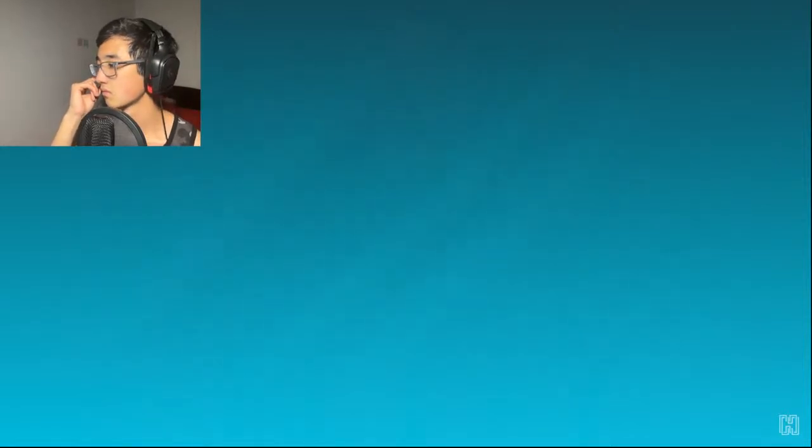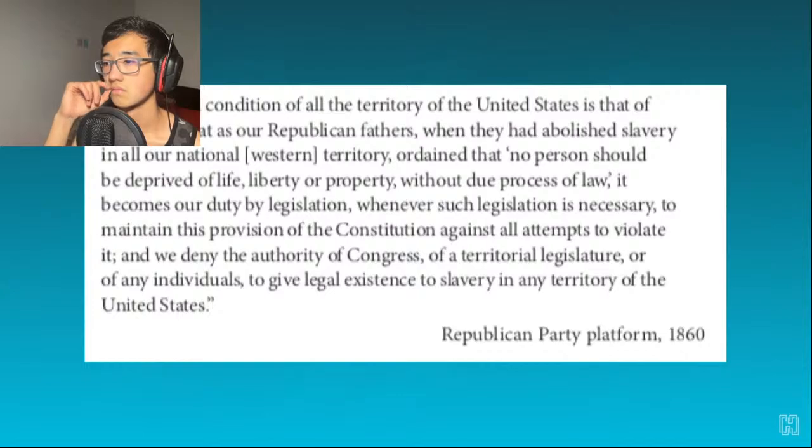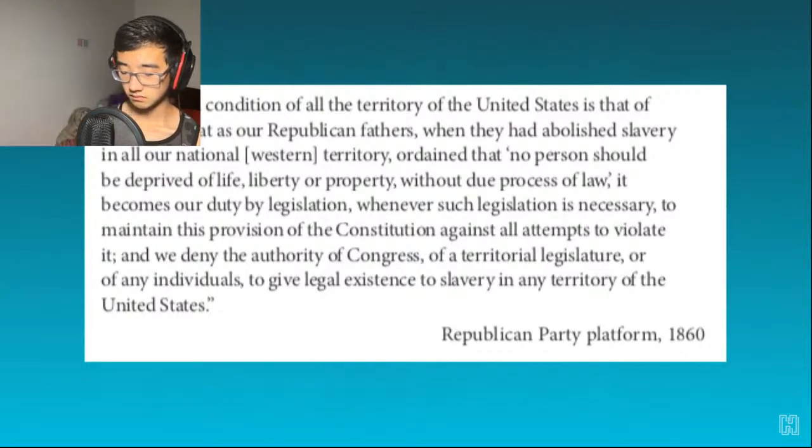Okay, that was AP World History. Now let's look at one from AP US History. Okay, here's the stimulus, and again, let's start with the source. This is from the Republican Party platform in 1860. So that tells me this is a political document pre-Civil War. And here's what it says.